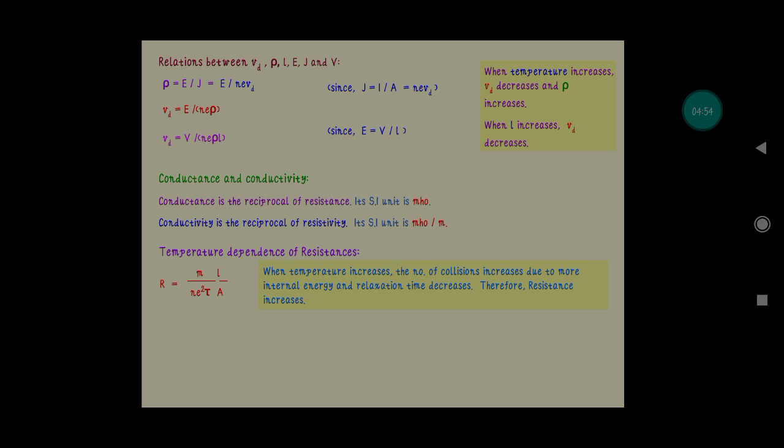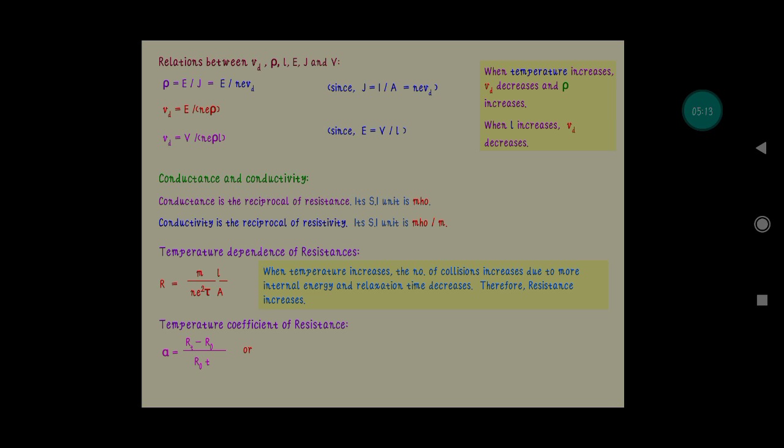Number of collisions increases because of the internal energy, and the relaxation time decreases. Therefore the conductivity or conductance will get reduced, and at the same time resistance and resistivity will get increased. Is it clear? Right.